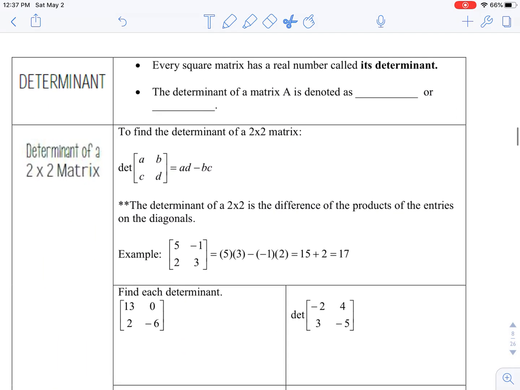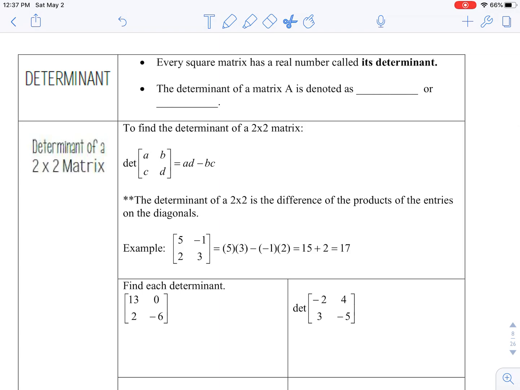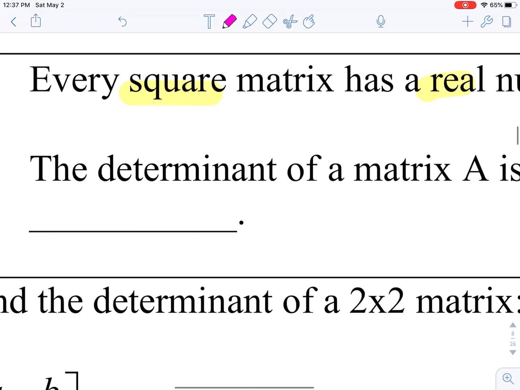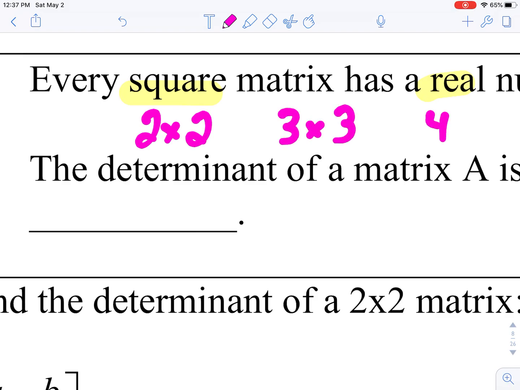So the next thing we're going to work on today is the determinant. Every square matrix has a real number called the determinant. A square matrix really means it's a size 2 by 2, 3 by 3, or 4 by 4, etc., where the dimensions are square. We will do 2 by 2 and 3 by 3 by hand, and I will also show you how to do it on the calculator.